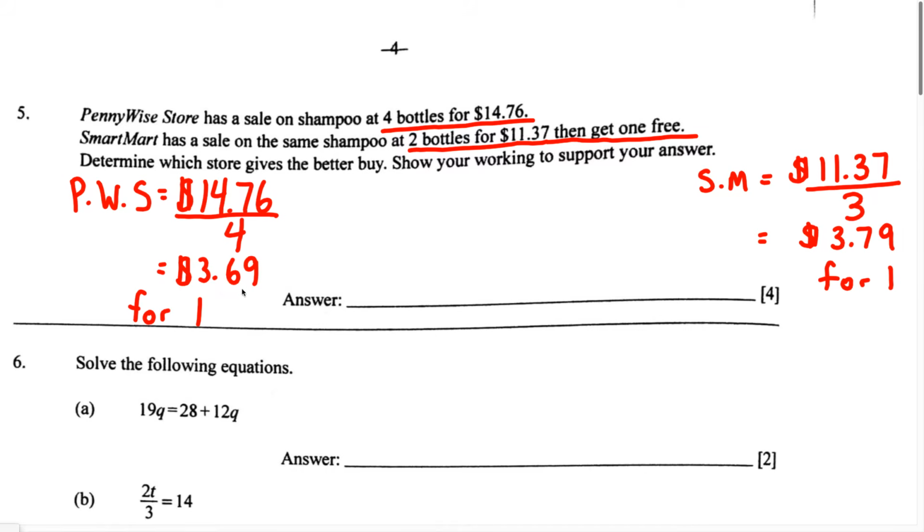Now, when we look at this, we have $3.69 and we have $3.79. Which store is going to give you the better buy? Exactly, the Pennywise store is going to give you the better buy because you're going to get it for a cheaper price. You're going to get it for $3.69 instead of $3.79. So you would want to go with the Pennywise store. So all we're going to do is write Pennywise store. And we know the Pennywise store is going to be $3.69 for one.